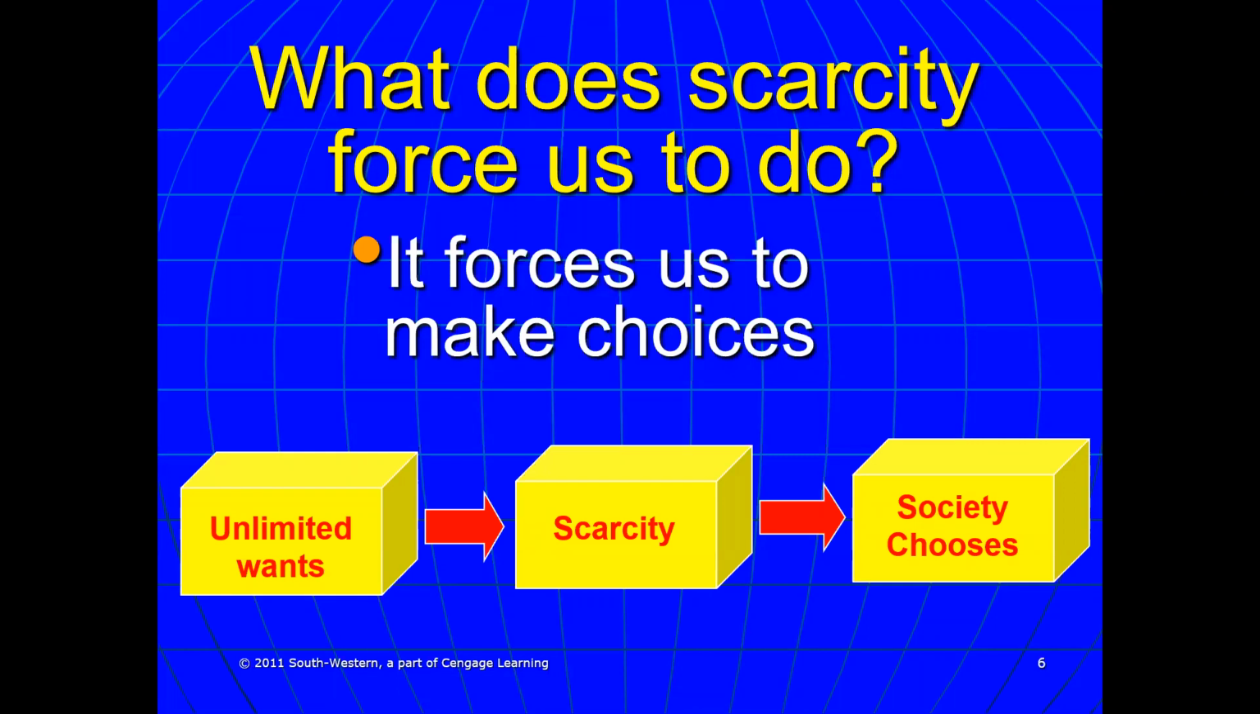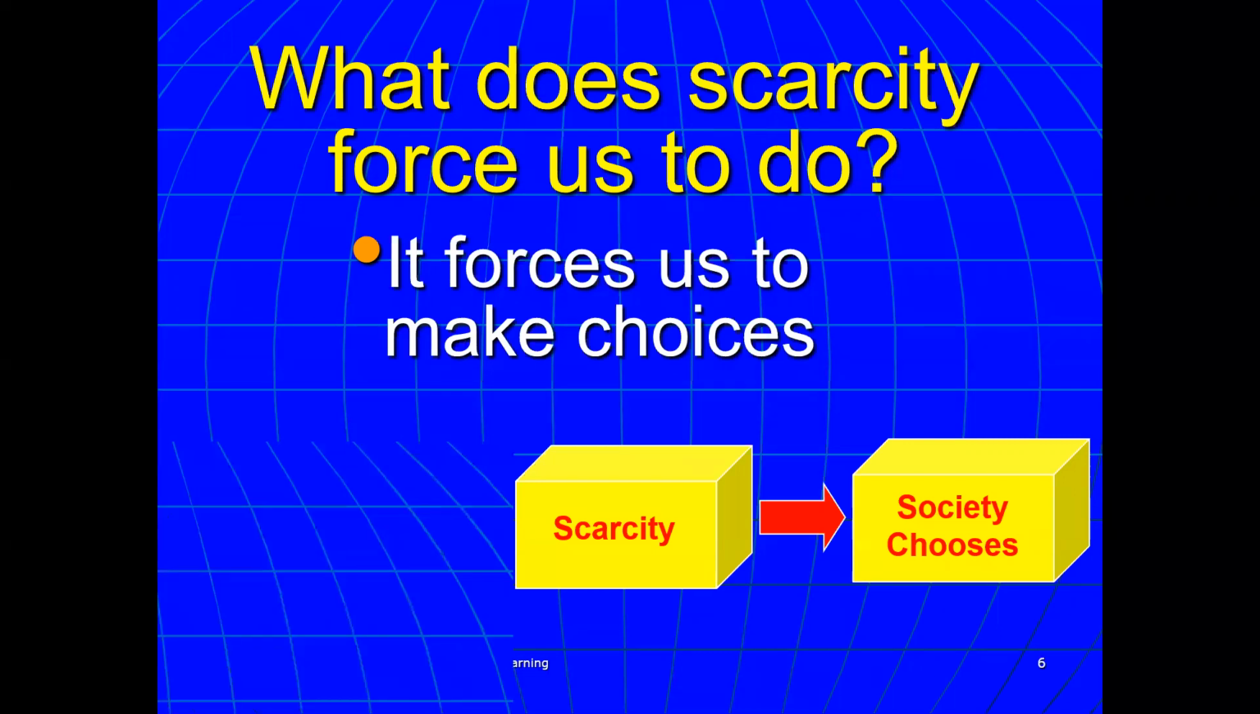We can't do all of the things on our list. We only have so much money in our account. So we have to pay rent, we have to pay bills, we have to buy food, have to buy gas, and then whatever's left over, then we can make choices.